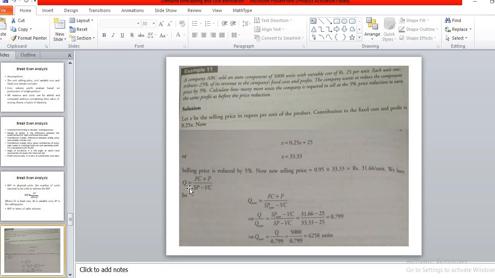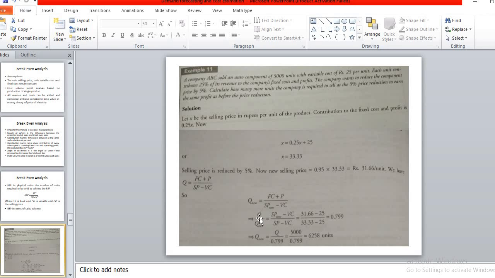Now we consider the ratio Q divided by Q new, which is equal to, FC plus P and FC plus P get cancelled, and we get SP new minus VC divided by SP minus VC. So put these values: variable cost is 25, previous selling price is 33.33, new selling price is 31.66. So that ratio comes as 0.799.